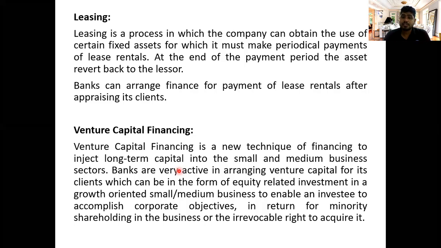So venture capital financing is a new technique of financing to inject long-term capital into the small and medium business sector. Banks are very active in arranging venture capital for their clients, which can be in the form of equity related investment in a growth-oriented small or medium business to enable an investor to accomplish corporate objectives, in return for minority shareholding in the business. Rather than providing a loan, they are buying equities. They are becoming owners.